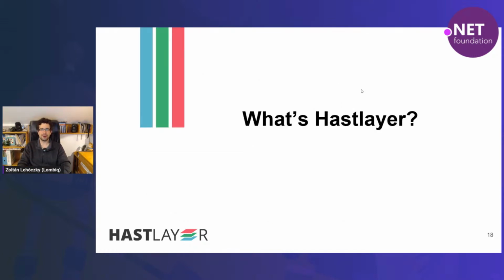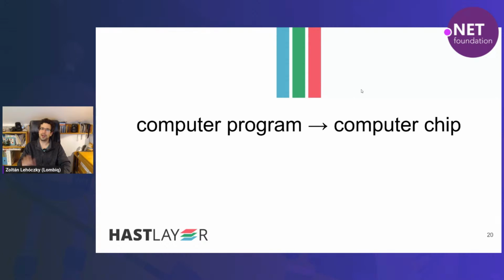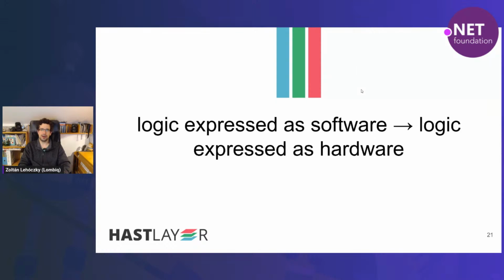Speaking of which, what I'm actually talking about here, Hastlayer, is a tool that takes a computer program and turns it into equivalent FPGA logic. Or we could also say that it takes a computer program and turns it into a computer chip. That's kind of one of our taglines too. What actually happens here is that there's some algorithmic logic in a software, and Hastlayer tries to get that out of the software and create some equivalent hardware logic.